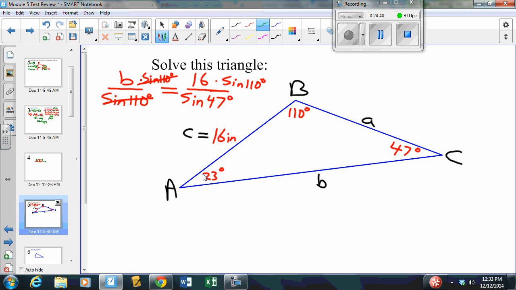Okay, so when I times this side by sine of 110, this sine of 110 is on the bottom, this one's on the top. I can divide it into it and get 1. So I end up with B equals. And on the other side, I have 16 times the sine of 110 over sine of 47.